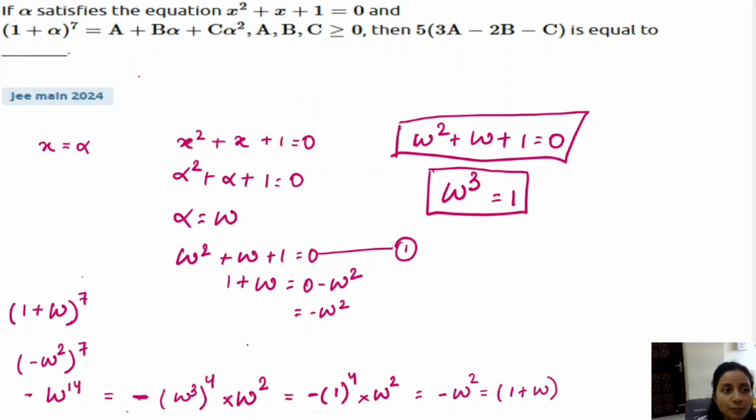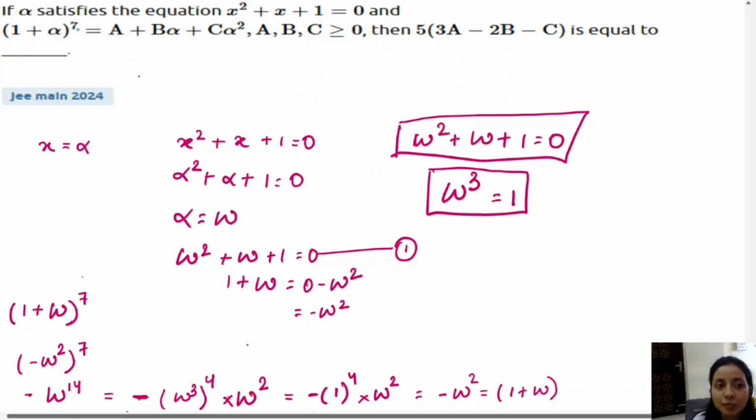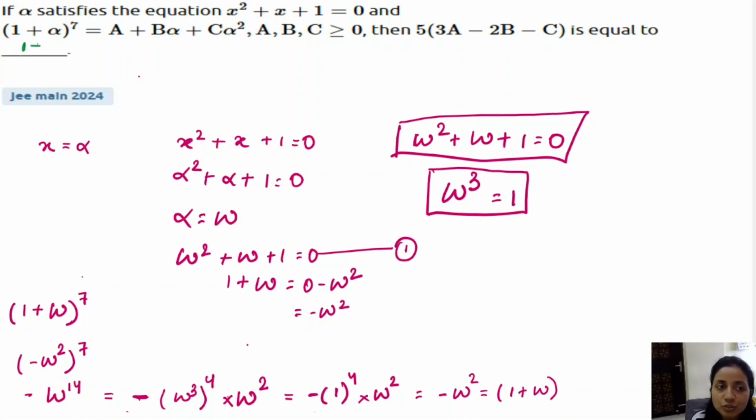Now let's drop everything in the left hand side of the given equation. The given expression was 1 plus omega to the power 7. We have simplified it and we ended up having just 1 plus omega. Okay, I am writing it with a green color marker. On the right side, a I am copy pasting as it is, plus b alpha, which is nothing but omega, plus c omega square.